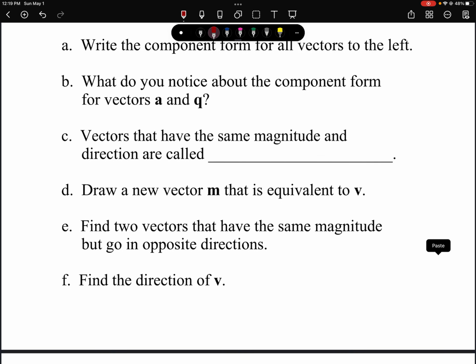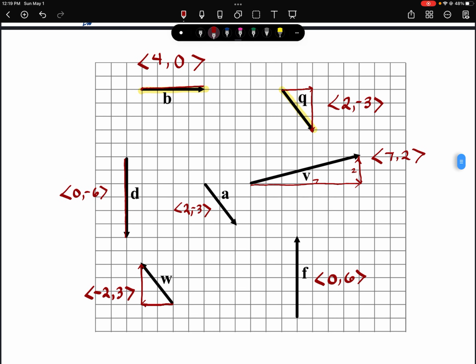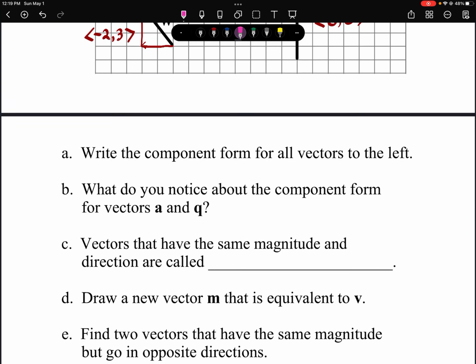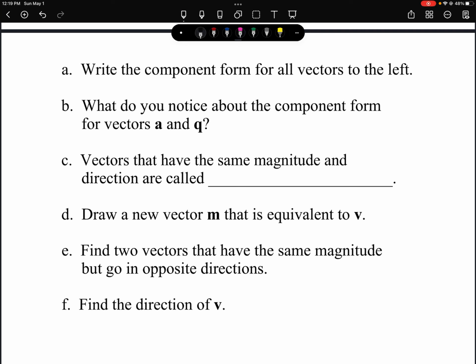It says, what do you notice about the component form for vectors A and Q? As we look at that, our component form for A is 2, -3. For Q, it's also 2, -3. And you can tell here that those are going the same direction and are the same length. So we could say that they're the same. I believe that was 2, -3.